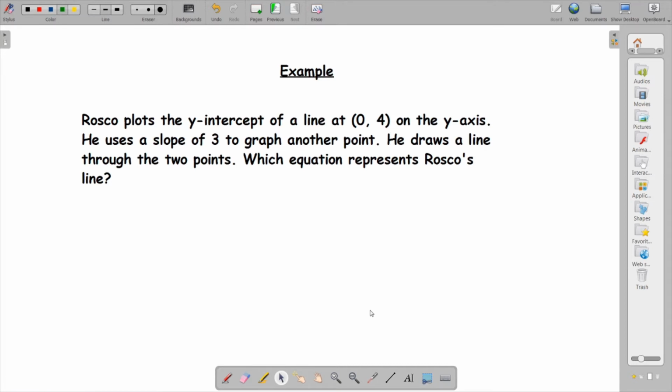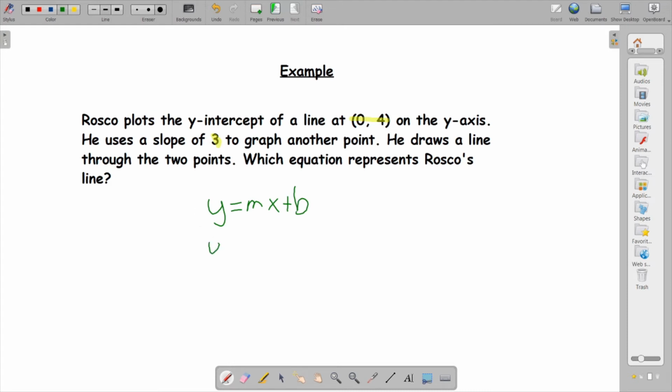So let's highlight a couple of key parts. We are given the y-intercept at 0, 4, and then the slope of 3. With just that information, that's all we need to write a line in the slope-intercept form. Remember, the slope-intercept form is y equals mx plus b. And now all we need to do is fill in the values.